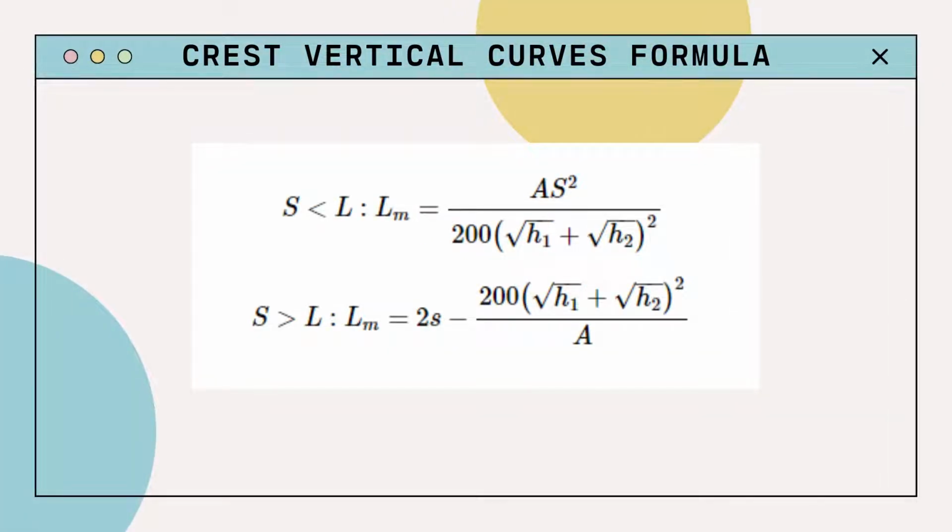The crest vertical curve also has two formulas. The correct equation is dependent on the design speed. If the sight distance is found to be less than the curve length, the first formula is used, wherein L equals AS squared over 200 times (the square root of H1 plus the square root of H2) squared. And the second formula is used for sight distance greater than the curve length, wherein L equals 2S minus 200 times (the square root of H1 plus the square root of H2) squared over A, wherein L is the minimum curve length, A is the absolute difference between G2 and G1 multiplied by 100 to translate to percentage, and the sight distance is S. H1 is the height of the driver's eye above the roadway surface, and H2 is the height of the object above the roadway surface.